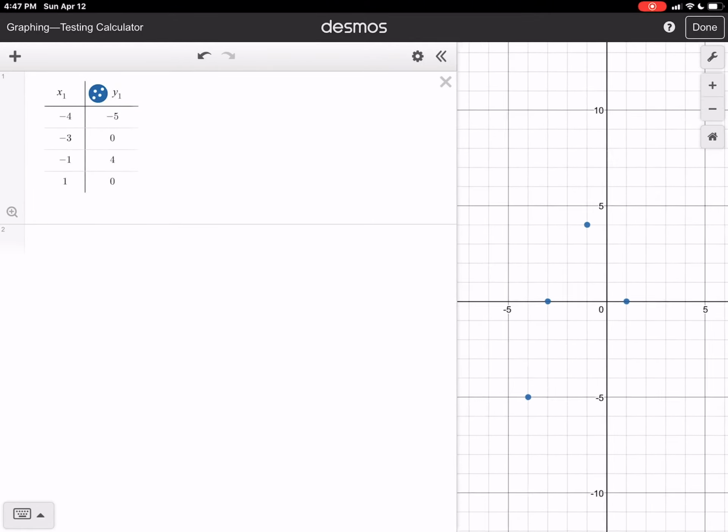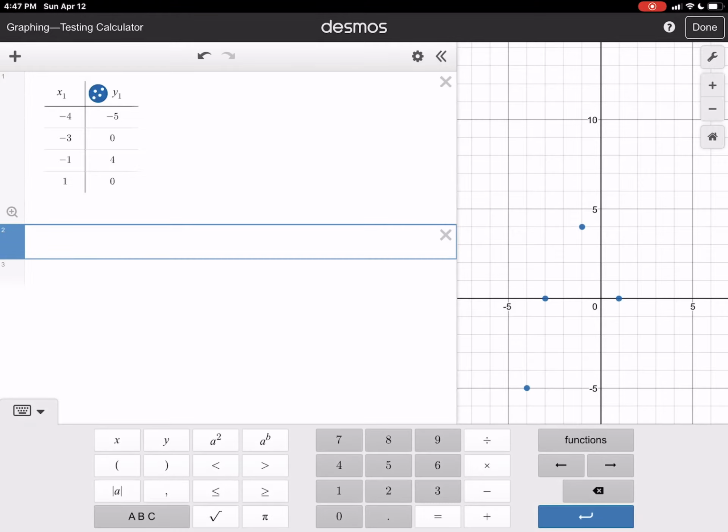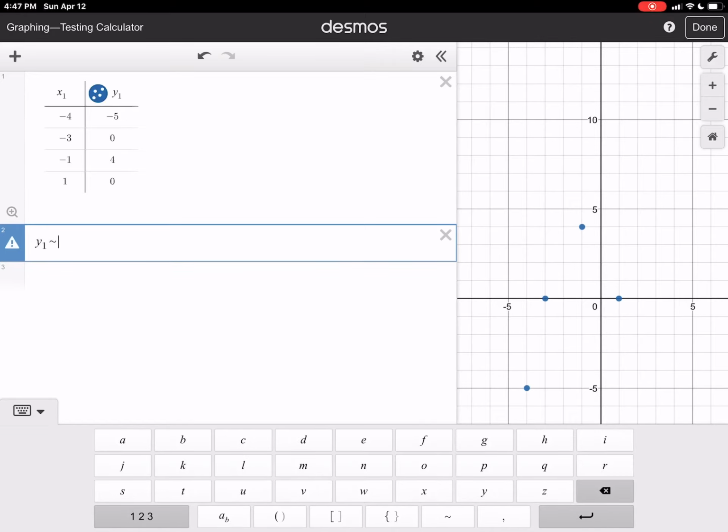I'm going to zoom out on my graph a little bit. Notice it plotted out my points for me. So I need to ask it to run a regression for me. Standard form for quadratic equations is always ax squared plus bx plus c. But I have to establish a relationship between y1 and x1 because that's where I put in my data. So I'm going to say y1, and I'm going to put this little symbol. That tells my calculator that I'm trying to run a regression.